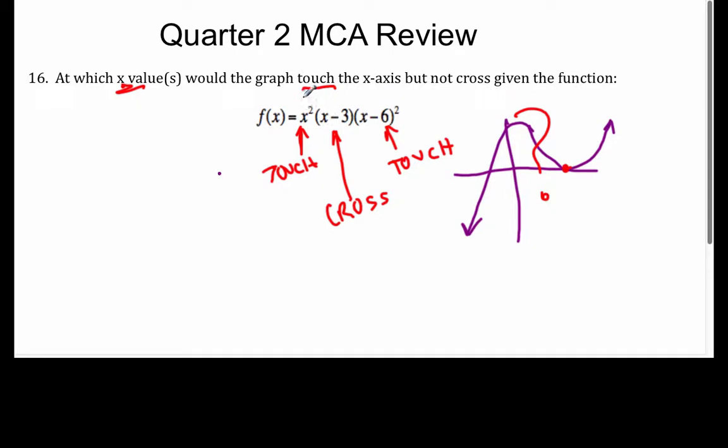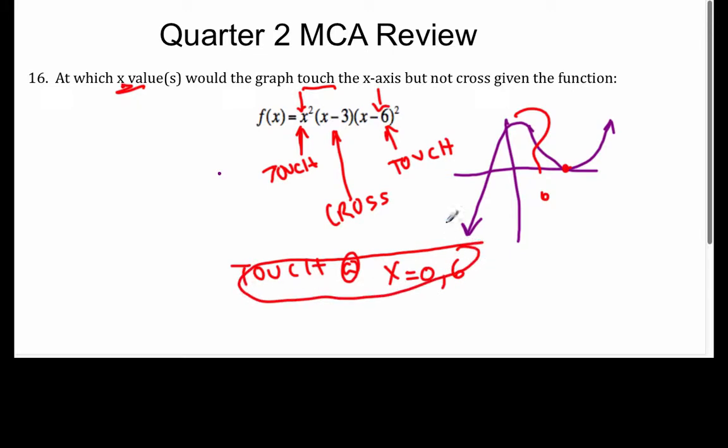So it will touch the x-axis only at x equaling, well, let's see, what would make this whole function be 0 is when x is 0. And here, what would make this part 0? When x is 6. So that's where it just touches the x-axis and doesn't cross. I just wrote right through that, so let's rewrite it. So x is equal to 0, 6. That's where it touches only. All right, so now let's move to number 17.